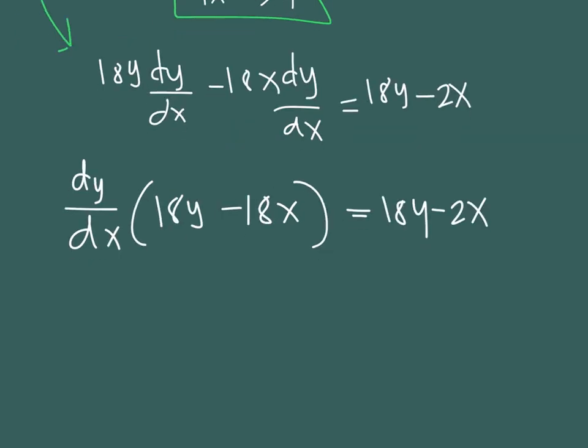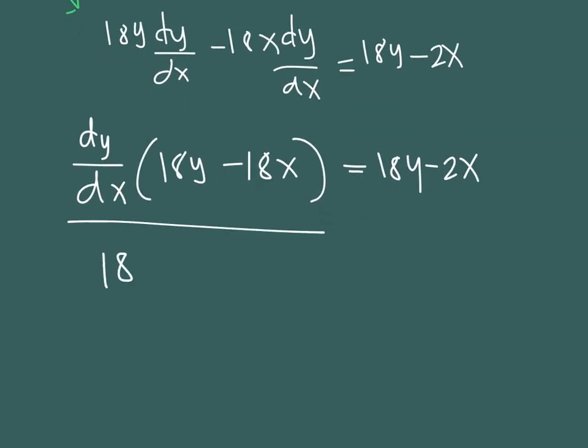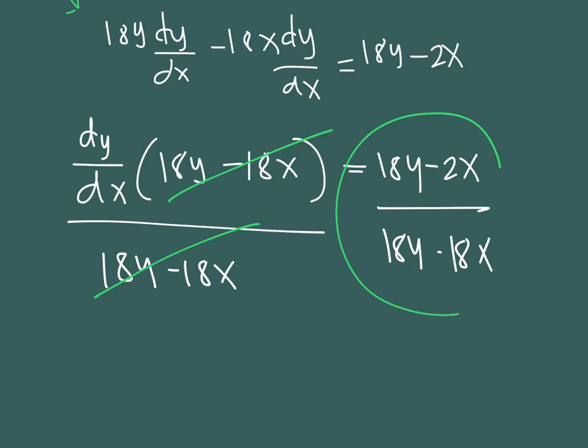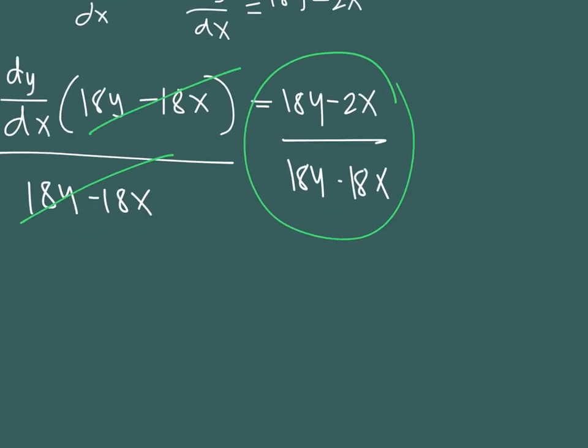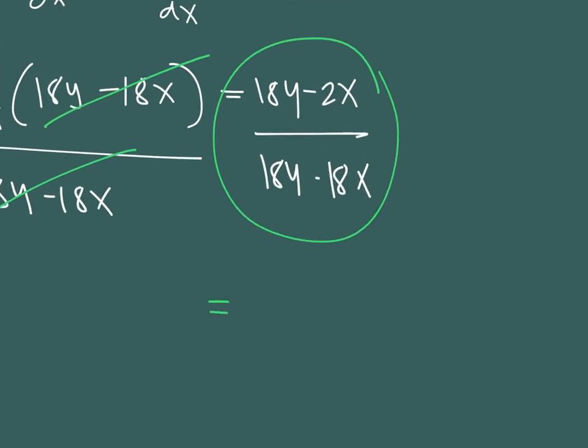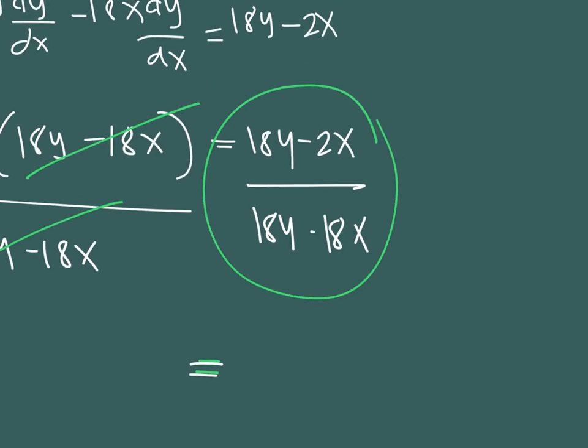And finally, you have to eliminate or cancel 18y minus 18x. So you divide by 18y minus 18x. And then cancel and cancel. So this is your dy over dx. In some cases, you can further simplify, okay, but never cancel things like this. You cannot do that. Okay, cancellation can only be done on a product, so you cannot cancel 18y and 18y.